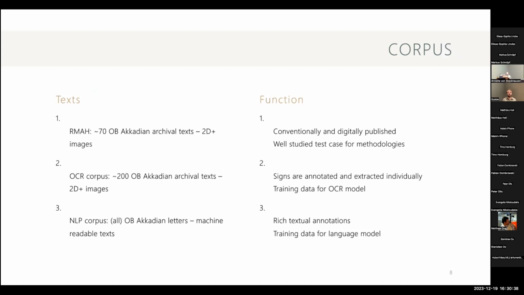We want to get to every Old Babylonian Akkadian letter in theory. That's going to be difficult, but that's the goal. And here we're going to work with machine readable texts, so no images. And here we would like to have rich textual annotations of the texts, and they will serve as training data for a language model.